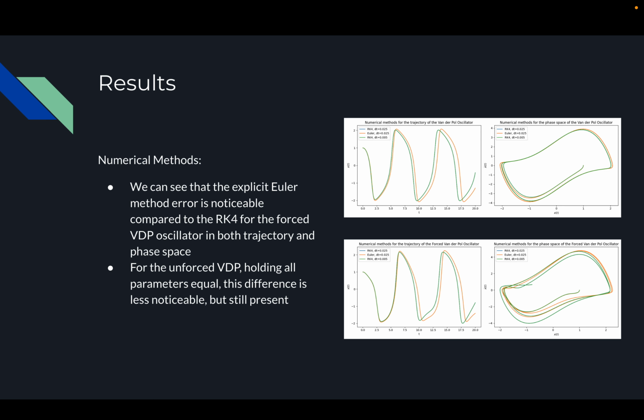Which brings me to my results. As for the numerical methods, I found that the explicit Euler method error is visually noticeable compared to the RK4 method in the forced van der Pol oscillator in both trajectory and phase space. You can see those plots have three lines: RK4 with the time step I previously mentioned, the Euler with that same time step, and a quote-unquote ground truth RK4 with a fifth of the time step in the same interval. And as for the unforced van der Pol oscillator, holding all of the other parameters equal, this difference is still present but less noticeable.